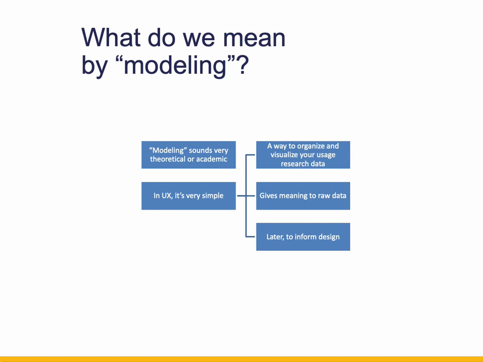So what do we mean by modeling, and how does it find its place in a user experience course? Well, we can say that it sounds very theoretical and academic, but it's really quite simple. Modeling simply means a way to organize and visualize your user research data. It also means you're giving meaning to raw data. So subtle comments from interviews with users, we need to interpret that here and model it into something we can digest and utilize. Lastly, modeling is what we use to inform design, which is why we see it at the top left part of the wheel.